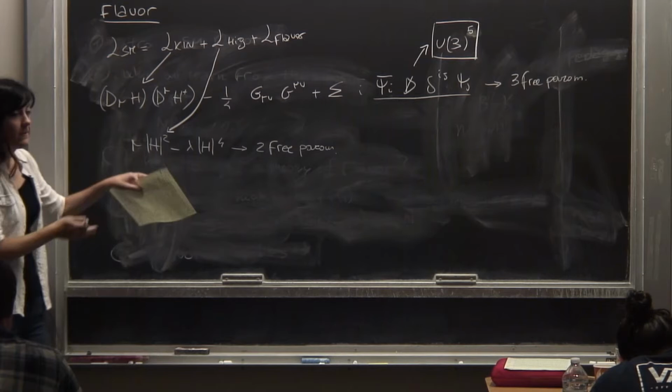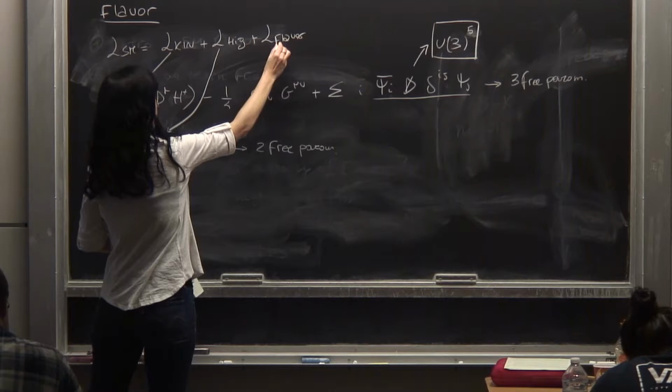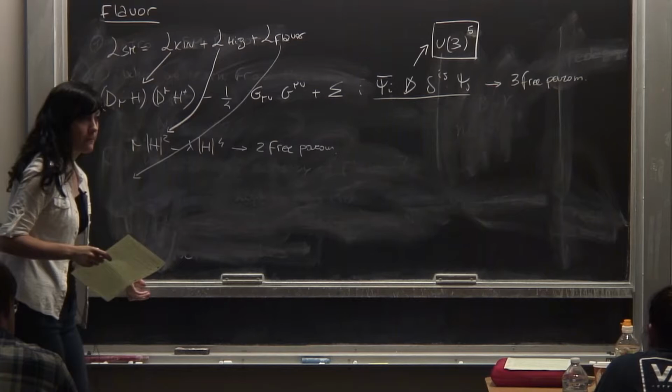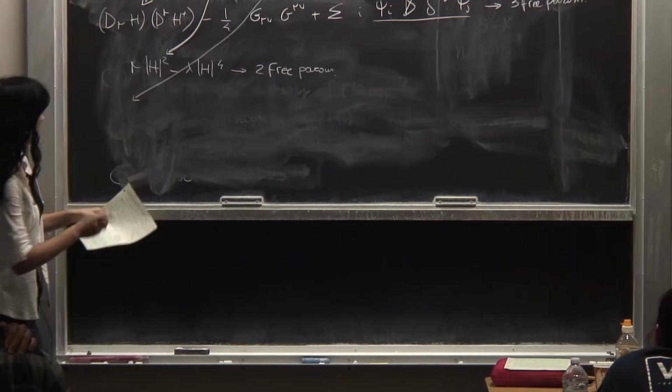Flavor indexes, of course, are not entering. And then finally, let's take this last piece here. So this is the part of the Yukawa interactions, right? And this is where the main action for flavor is coming from, right? So what we have, as we know, are several of these Yukawa interactions.